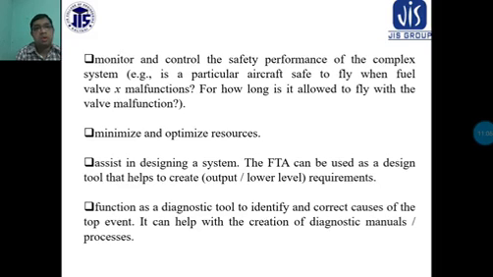The system monitors and controls the safety performance of a complex system, in particular whether the aircraft is safe to fly when the fuel valve X malfunctions, or another valve also malfunctions. Basically, this is the difficulty of monitoring and controlling the safety performance of complex systems. In a few cases we can see that the aircraft is safe to fly, but the safety valve or fuel valve is not fully safe, and that malfunction must be considered.